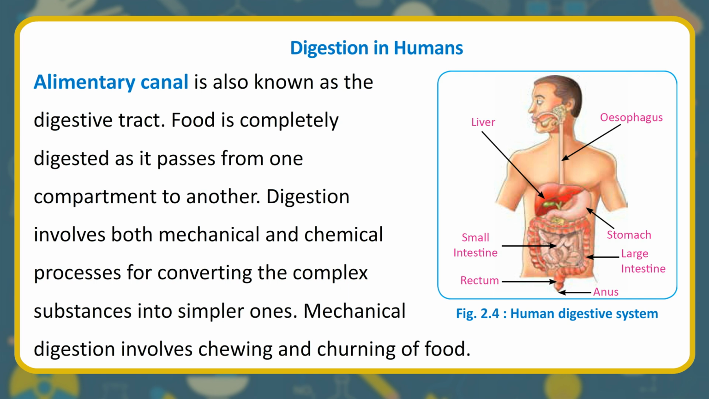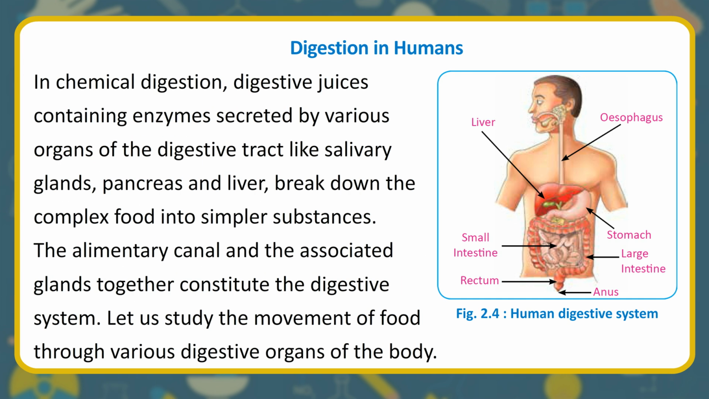Food is completely digested as it passes from one compartment to another. Digestion involves both mechanical and chemical processes for converting the complex substances into simpler ones. Mechanical digestion involves chewing and churning of food. In chemical digestion, digestive juices containing enzymes secreted by various organs of the digestive tract like salivary glands, pancreas and liver, break down the complex food into simpler substances. The alimentary canal and the associated glands together constitute the digestive system. Let us study the movement of food through various digestive organs of the body.